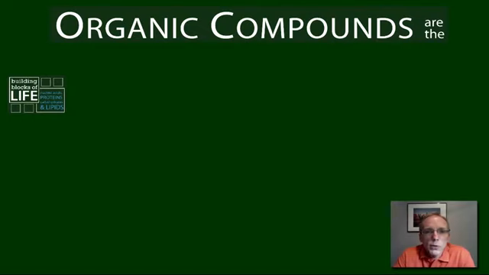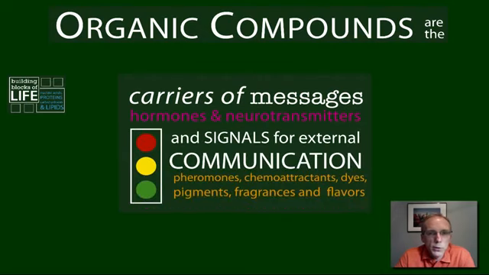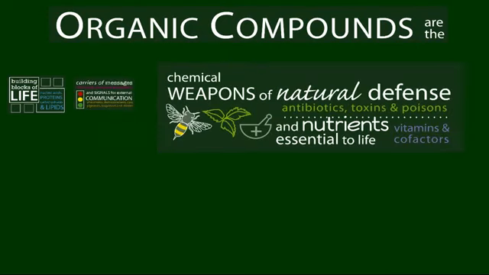But organic compounds are much more than that. They are the signals for internal regulation like hormones and neurotransmitters, and external communication, things like pheromones used by insects or chemoattractants. But they're also colors and pigments, fragrances, and flavors. Organic compounds are chemical weapons of natural defense, like natural antibiotics, toxins, and poisons.